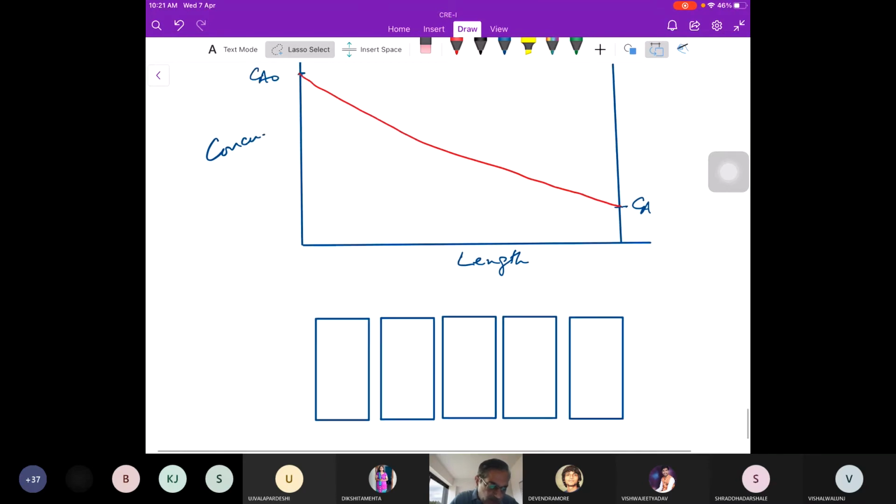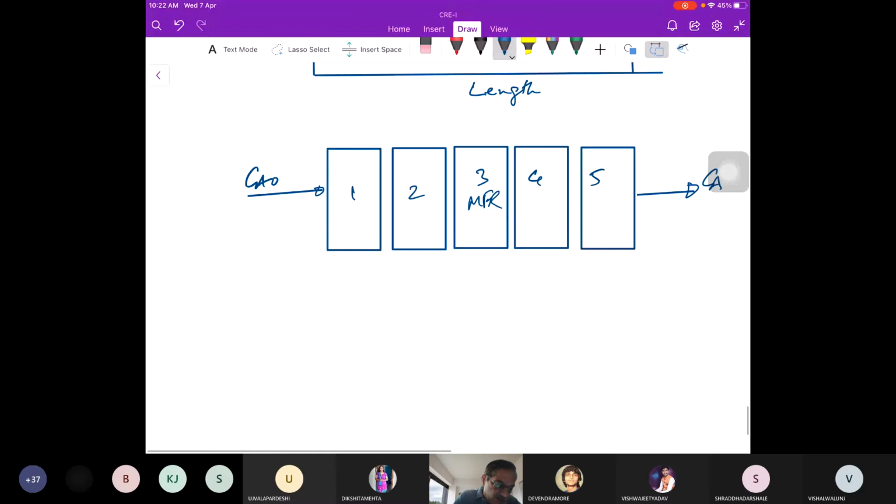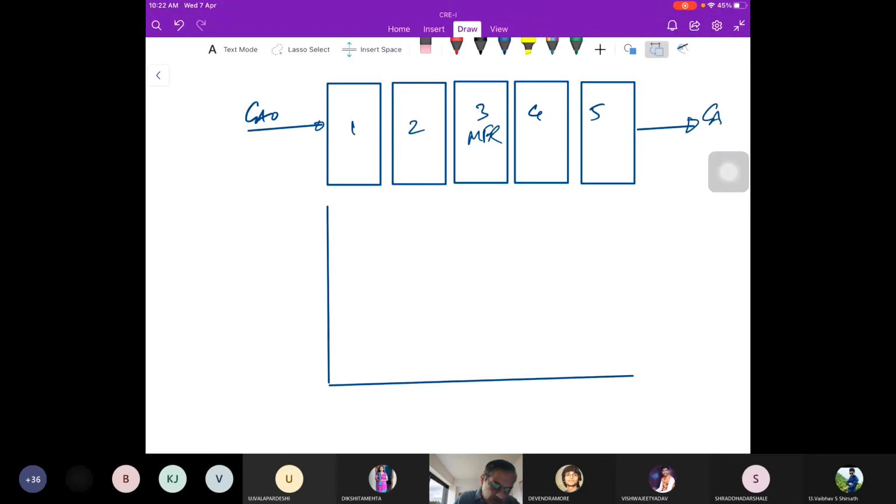Correct. So suppose I say that this is PFR and this is MFR, and I'm putting five MFRs in series. Okay, so what will happen in the MFR? How is the concentration profile in MFR? Does anyone remember? Sir, it will drop first and then stay constant, right? Right.